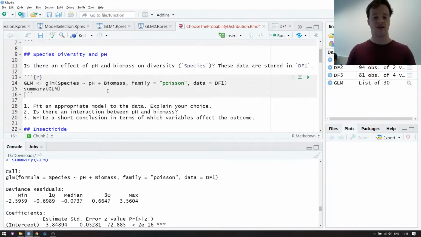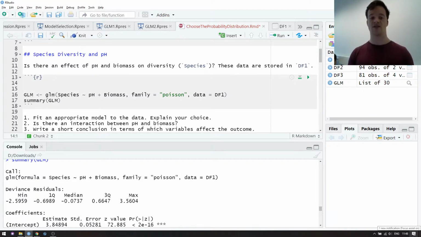The first question is, explain your choice. We already did that. We have count data, so we want a Poisson distribution, and we fit this model. I have no particular reason to assume an interaction. If you plotted your data, you could get an idea whether an interaction makes sense or not. So you could do that to see, do I need an interaction?